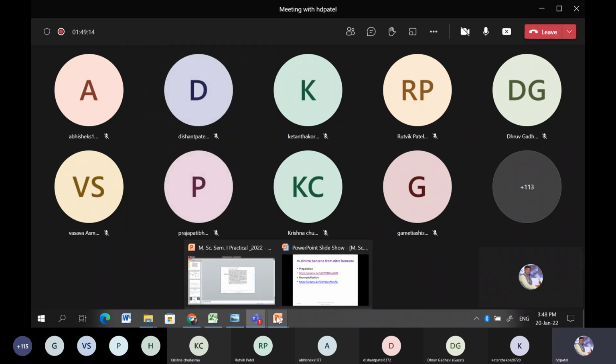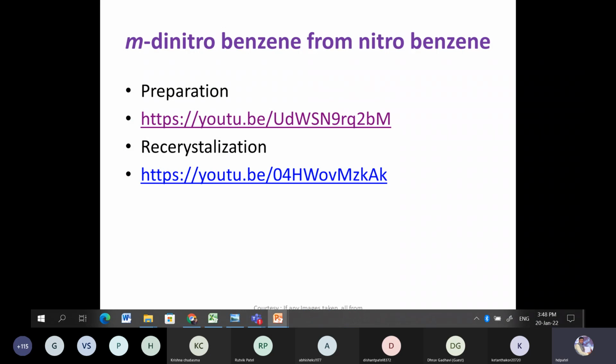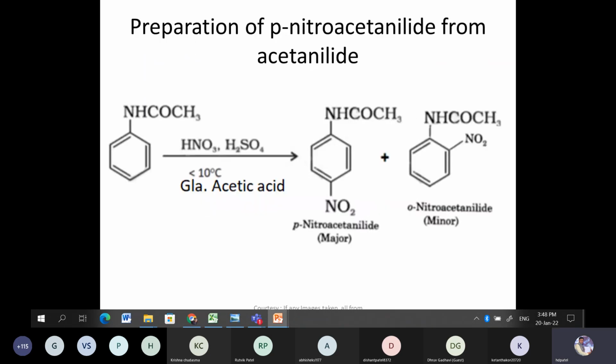So normally in our mind, to carry out a reaction we require high temperature, especially for nitration. But for some nitration we have to reduce the temperature, and that temperature is near about 5 to 10 degrees only. So here we are having the preparation of para-nitroacetanilide from acetanilide. Acetanilide is NHCOCH3 on benzene, so C6H5NHCOCH3. Here the reagents are the same, HNO3 and H2SO4, required for the nitration.